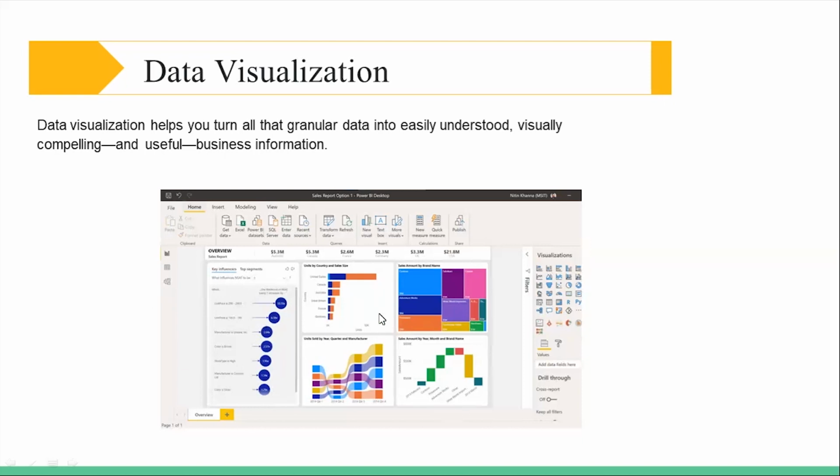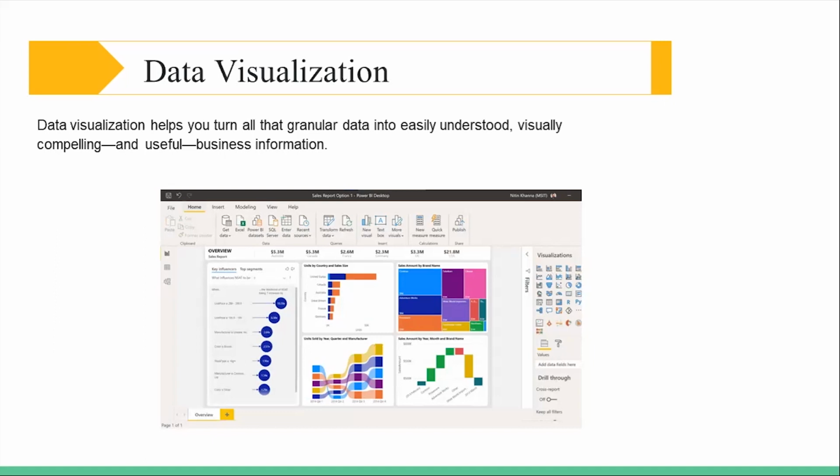Then you can have a visual like this, where you can see a sales graph by any brand or brand names, or maybe categorization on different things and all of that stuff. So all these things help you form a data visualization, which helps you turn the granular details and the granular understanding of the data into something more understandable and more visually compiled.